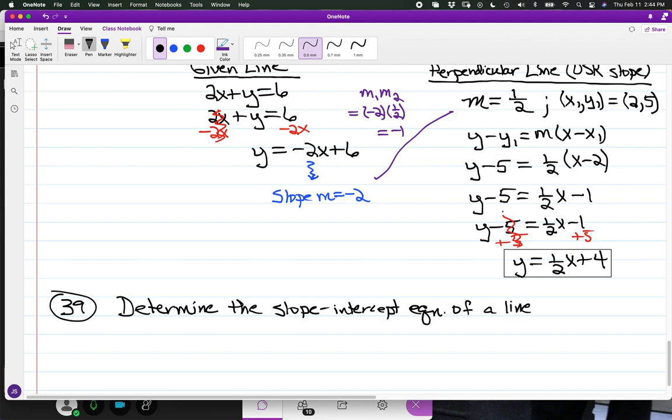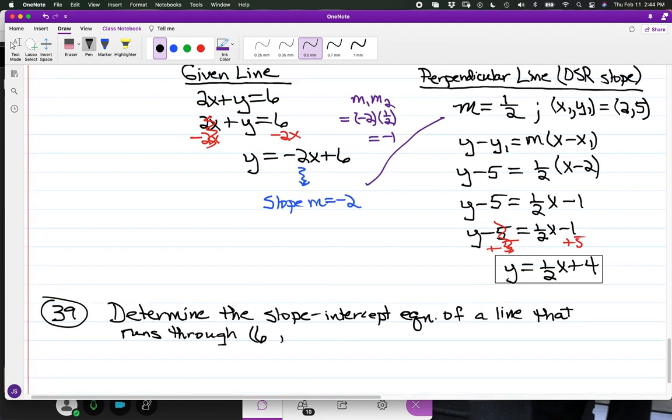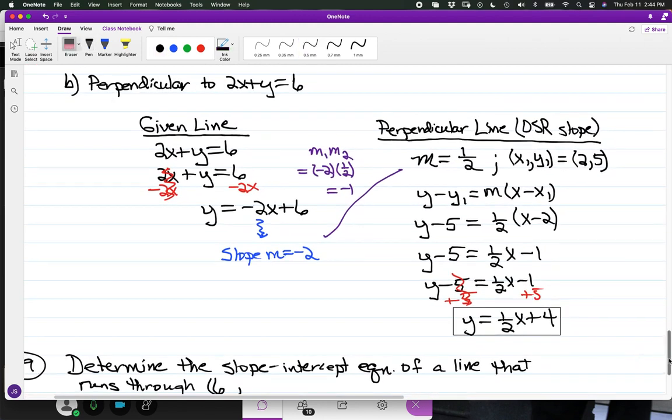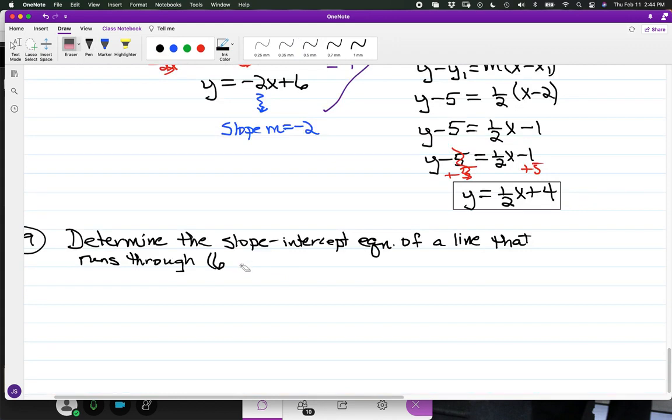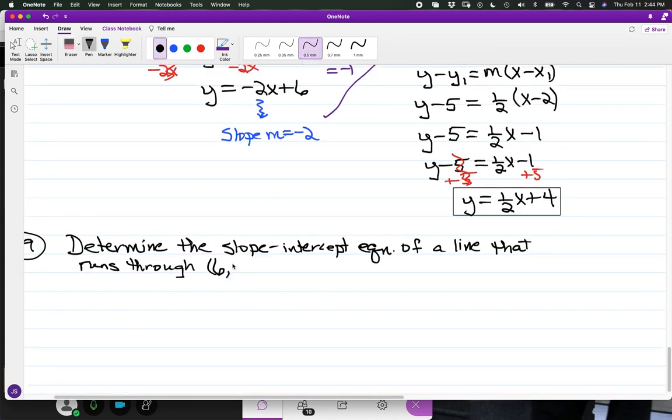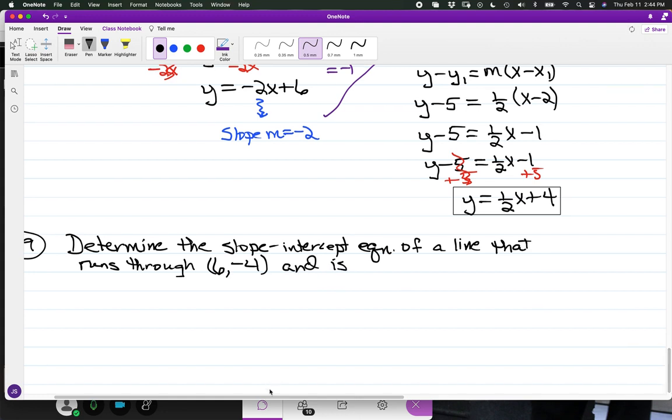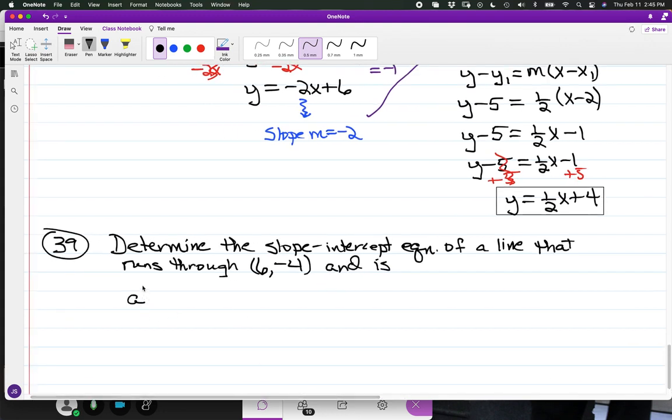Okay, that's going to run through, so we got in this one, you have 6, -4, and it's going to run perpendicular. I think 39 had asked just for the perpendicular part.